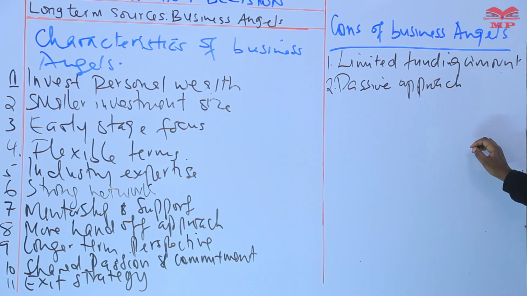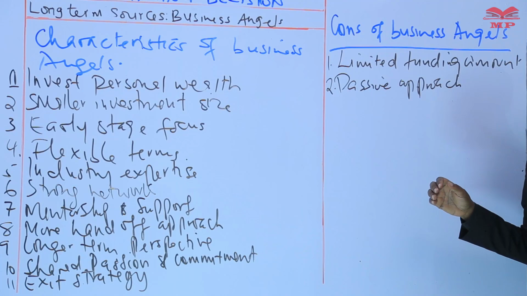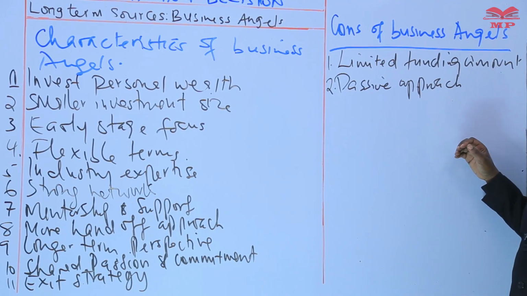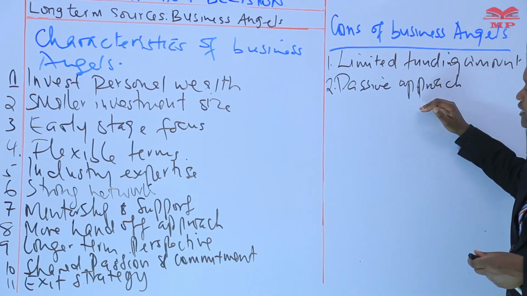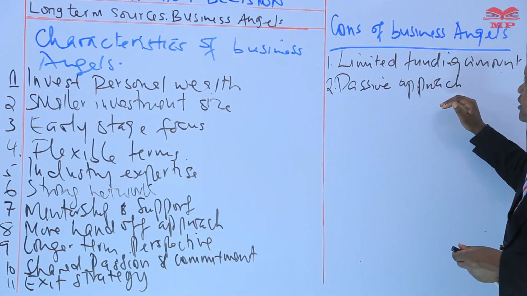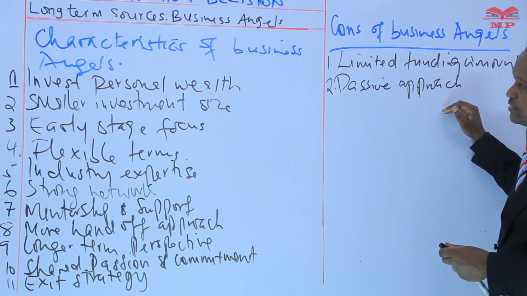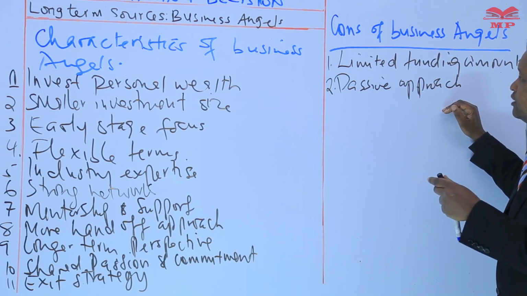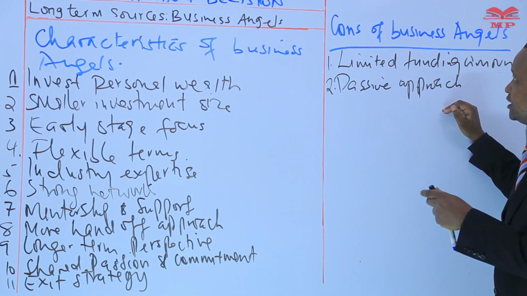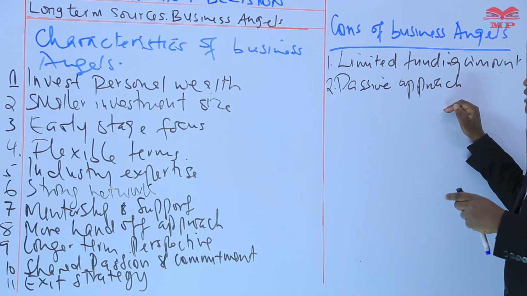And that might not be ideal for companies needing operational guidance, strategic guidance, and so on. So compared to venture capitalists, business angels take a passive approach, though we've discussed that there are those who may sit on the board providing strategic direction. But generally, business angels take a passive approach, and that may be a disadvantage.